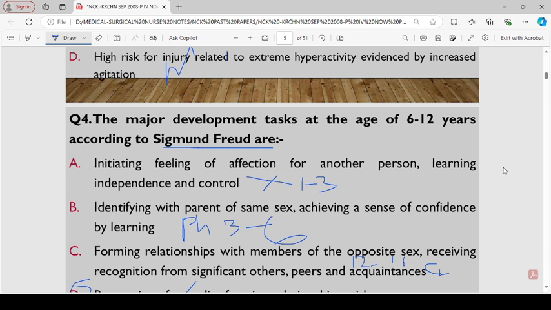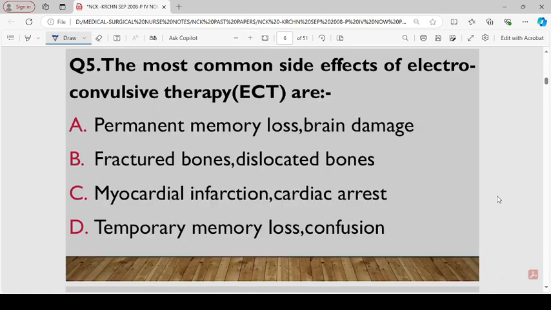All right, that is question number 5, right? Yes. So the most common side effect of electroconvulsive therapy. Okay, guys, looking at the first one, permanent memory loss. This is not so common, right? Not so common in our case.